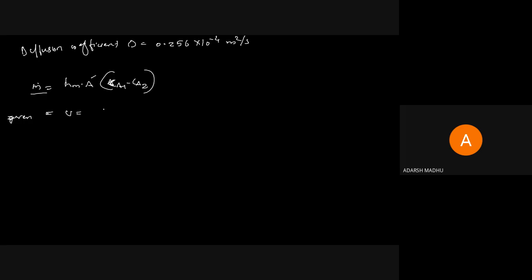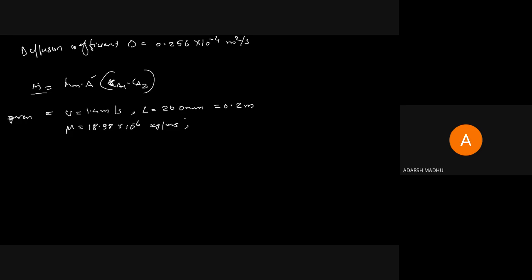U, velocity, is given as 1.4 meter per second. This U is given to find out the Reynolds number itself. Okay. And length is given here, it is 200 mm, that is 0.2 meter. The viscosity value, mu, is given as 18.38 into 10 power minus 6 kilogram per meter second.